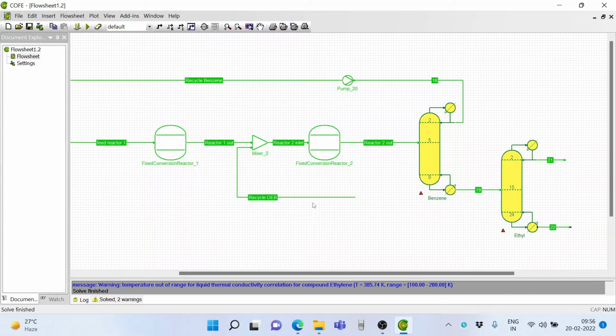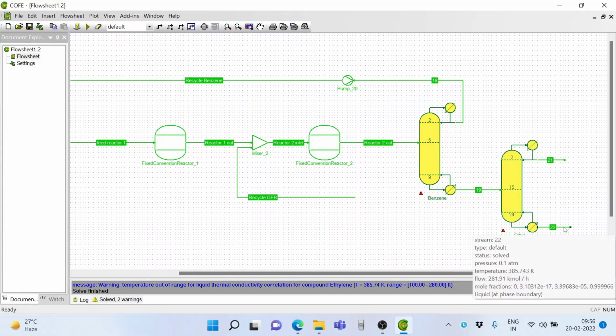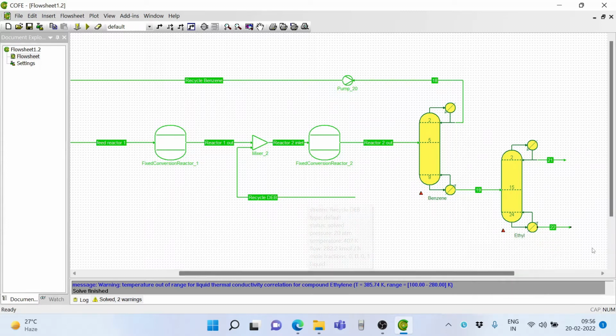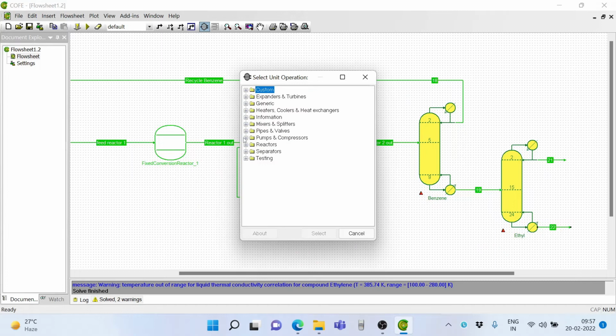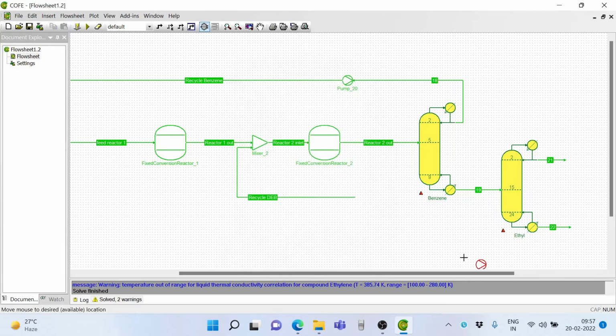Again, I would like to warn most of you that you would take stream number 22 or take recycle DEB and connect it off to the bottom of the distillation column. This would lead to a lot of error because once again, remember the recycled DEB enters the reactor at 20 atmospheres, but the bottom is coming at 0.1 atmospheres. We have to connect this stream through a pump and then recycle it back. But most of you skip it and then we don't realize what mistake we are doing. So let's go ahead, take a pump, put it up here.